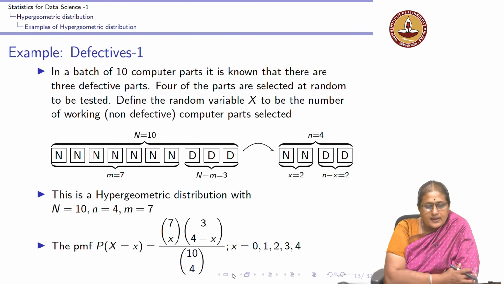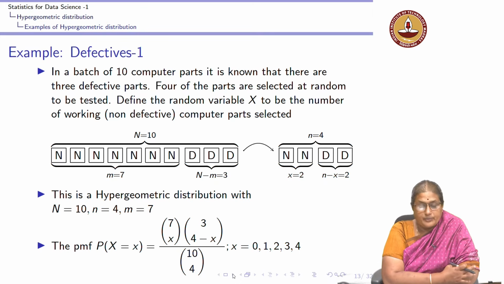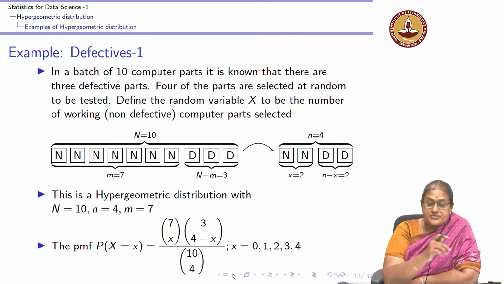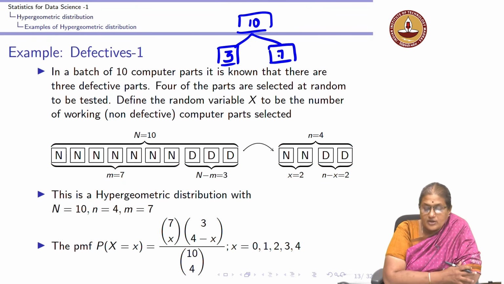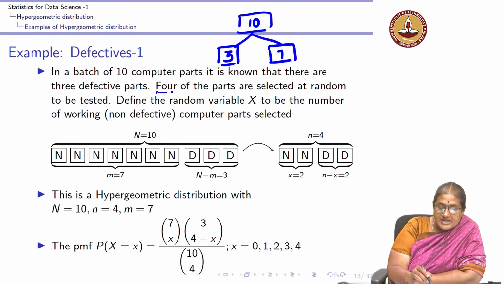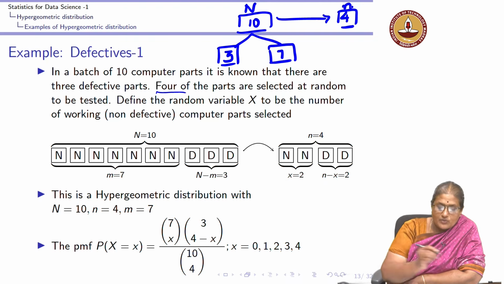Now, let us look at a case where I have a batch of 10 computer parts. It is known that there are 3 defective parts. Again, what are the 2 types here? I have a population of 10 parts. I know that there are going to be 3 which are defective. So, 7 would be non-defective. I am selecting 4 of the parts at random. So, this is my capital N, this is my small n.